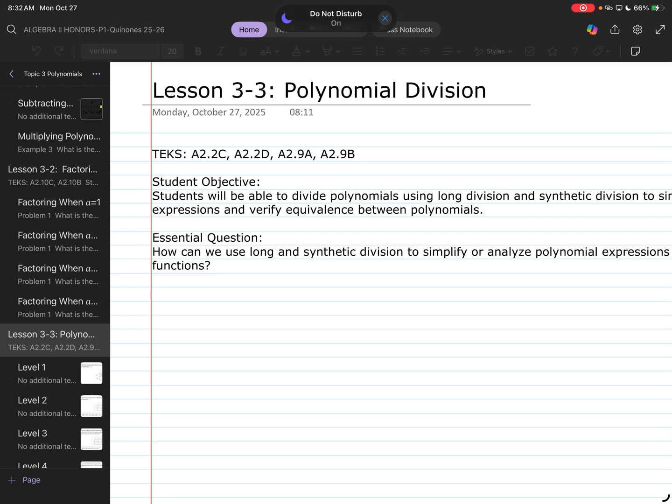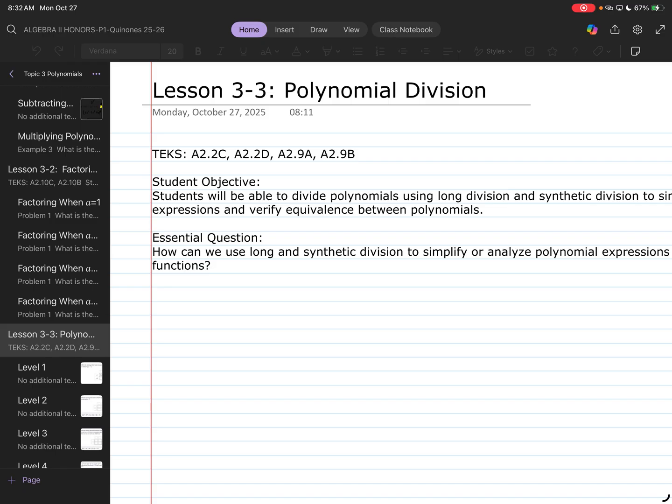All right, let's just recap real quick. We've added, we've subtracted, we've multiplied polynomials, we've also factored. The reason I wanted to do it in that way is because it's going to help us in today's lesson, right? Because today we are dividing polynomials.